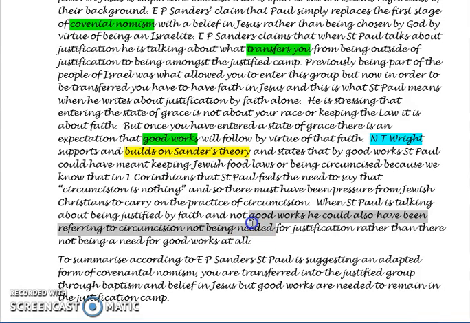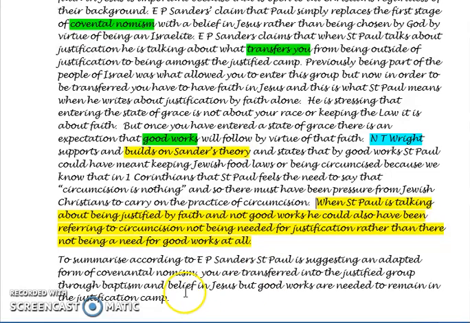And so to link back to the question, I've written that when St. Paul is talking about being justified by faith and not good works, he could have been referring to circumcision not being needed for justification rather than there not being a need for good works at all.